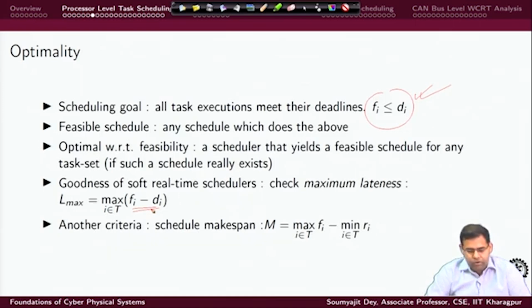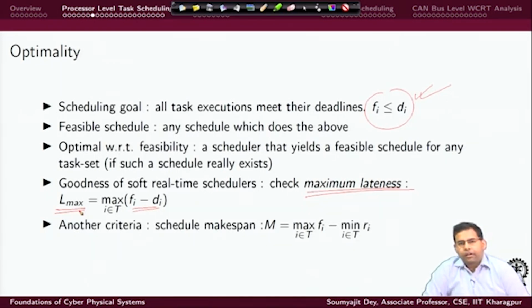So, when I am looking at soft real time systems, I have to accept lateness, but we can create a metric which we call the maximum lateness metric. I figure out, for all the tasks, the lateness that is incurred, and then the maximum among them. That would be a metric to evaluate how good a soft real time schedule is.